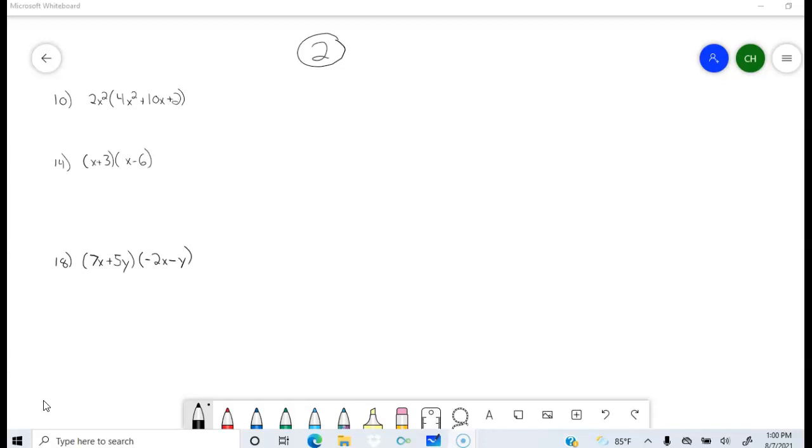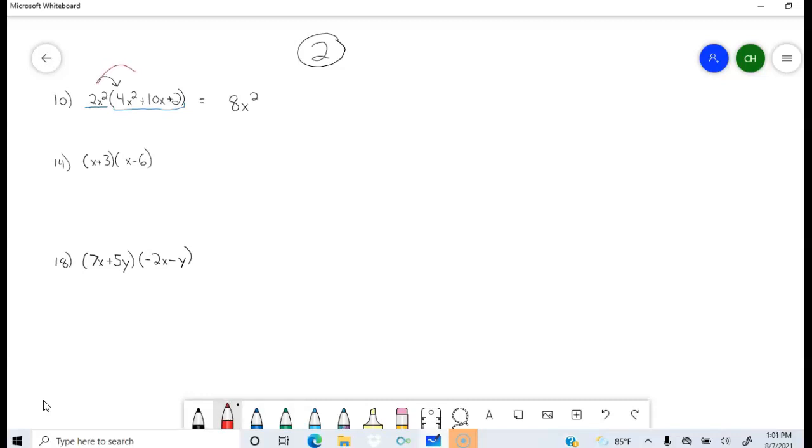Okay, number 10 wants us to multiply the monomial by the polynomial. So I'm going to have to take the 2x squared, that's my monomial, and I'm multiplying it times all of the polynomial. Alright, so I've got to distribute it. 2x squared times 4x squared is 8x squared.